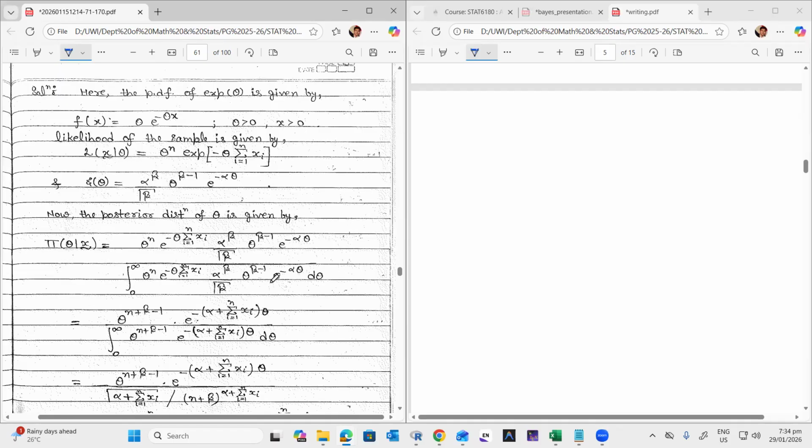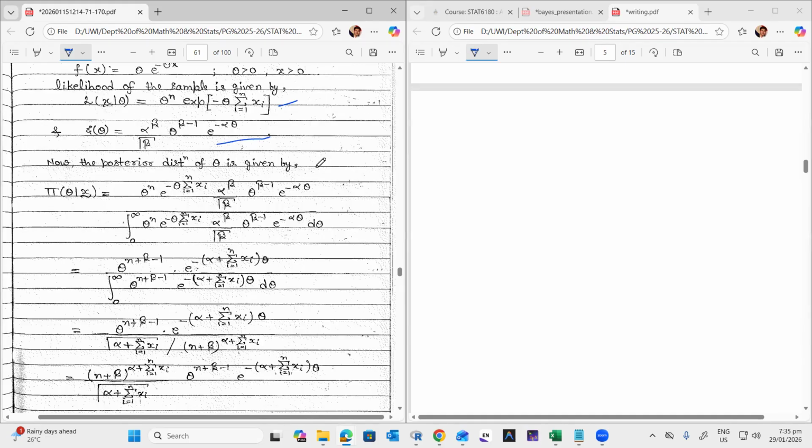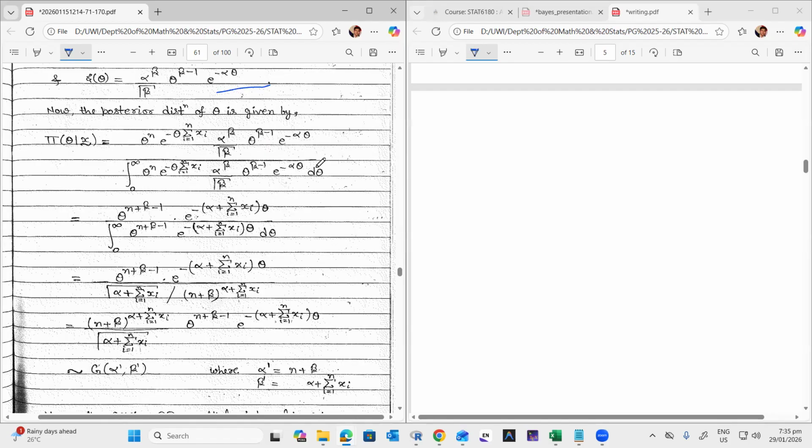Okay, so the likelihood of the exponential distribution will be theta raised to the power n e raised to the power minus theta summation xi. I don't think you should have any problem in that one. And the density function of the prior distribution is alpha raised to the power beta over gamma beta, theta raised to the power beta minus 1 into e raised to the power minus alpha theta. Right. So now we find out the posterior density function here.